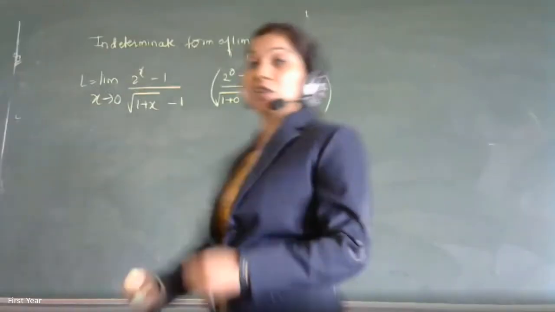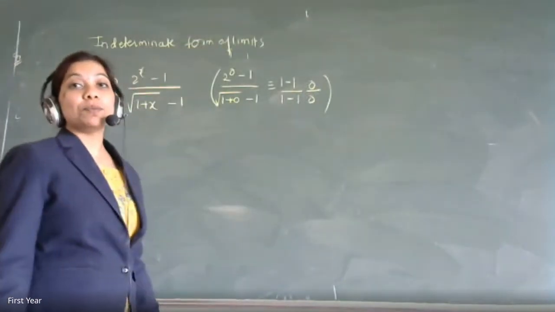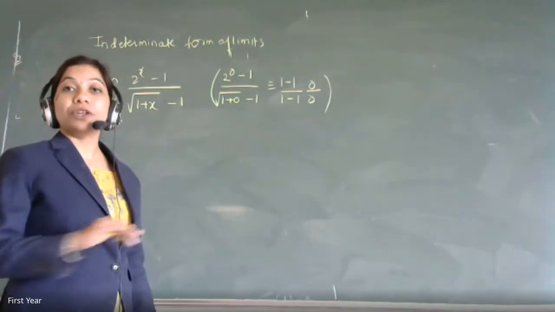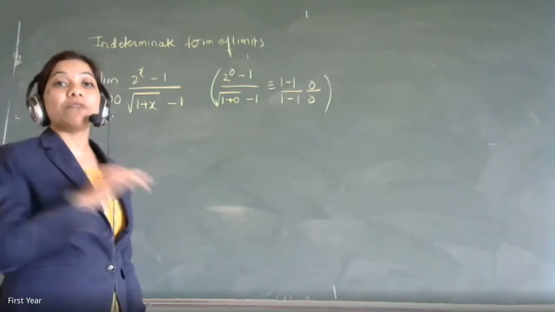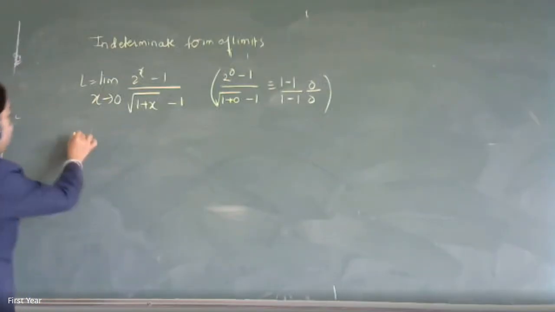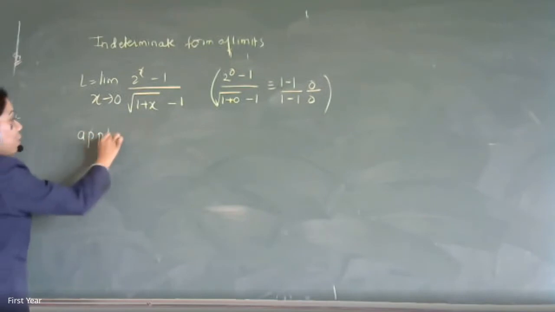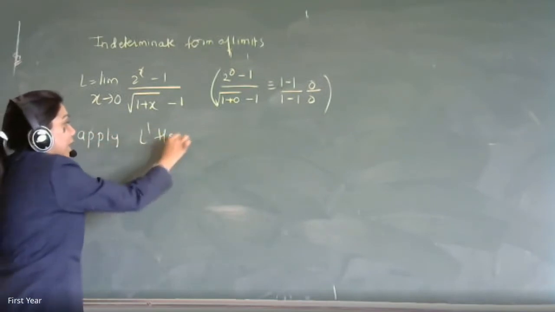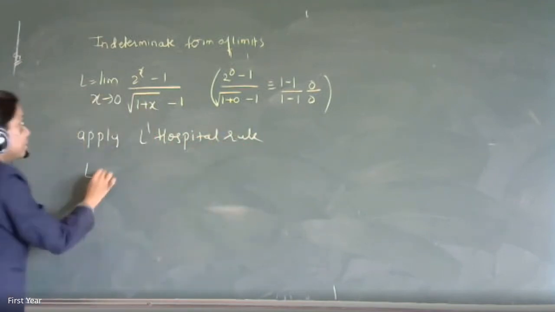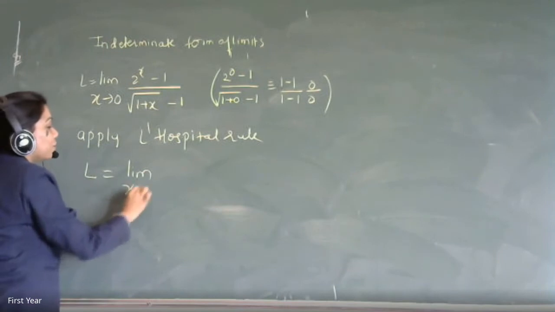But ma'am, what if we solve by L'Hospital rule? So that's what I told you just now. What is the L'Hospital rule? Take the derivative of numerator separately, take the derivative of denominator separately, and then put the value of x, which is going to 0. Just now we saw. So if it is 0 by 0, then you have to apply L'Hospital rule, which says that limit x tends to 0.